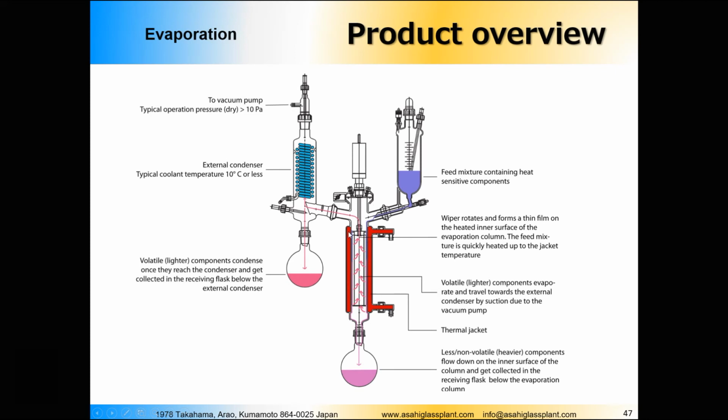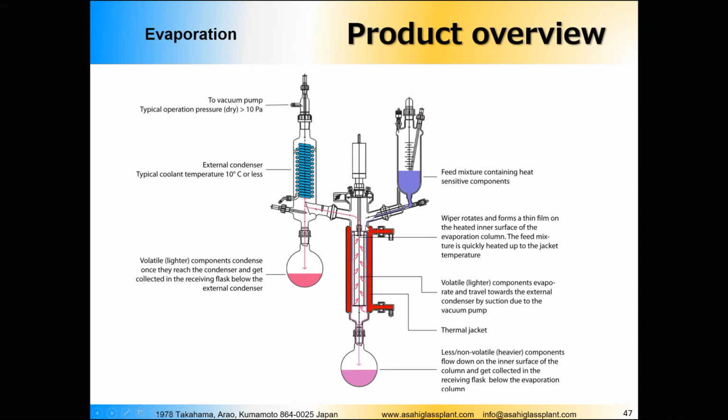So the wipers rotate here, and the mixture that we have is spread by the wipers along the walls of this heat exchanger. The central heat exchanger is heated; it has a jacket and is heated by the thermostat by means of the heat transfer fluid.